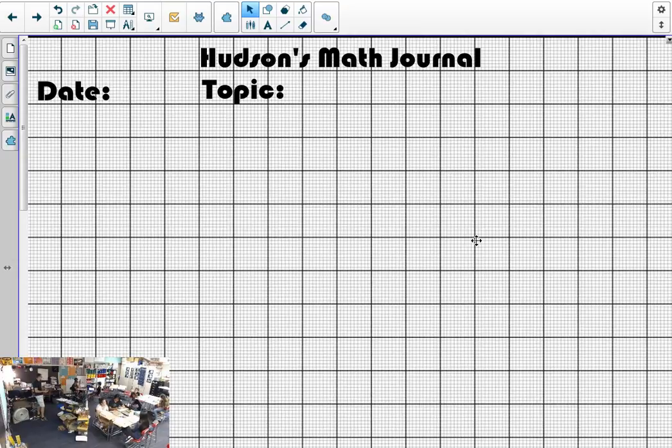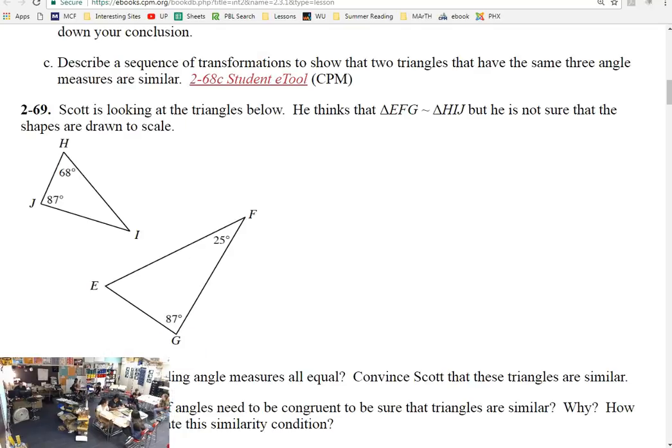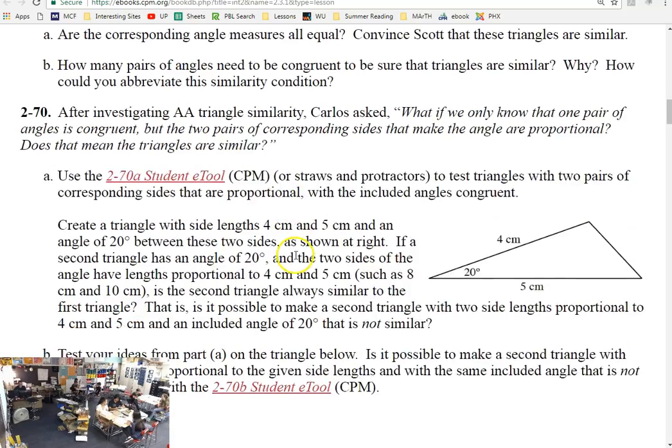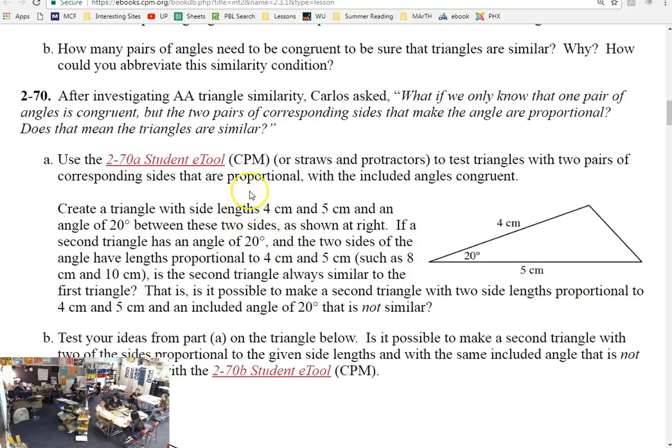Questions? No. I think this is the one we were having trouble on. So create a triangle with side lengths 4, 5, and an angle of 20 degrees between them.